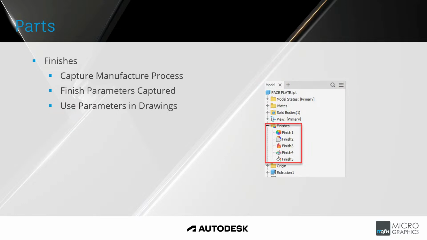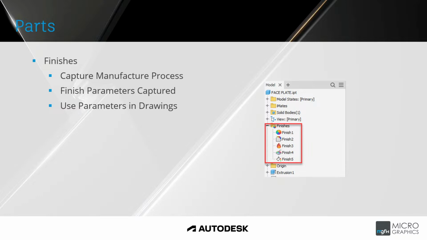Moving on, we have a new feature called finishes. This now allows you to add different finishes to a component. So over and above the ability to change the appearance of a component, finishes allows you to add multiple processes or multiple steps for a component. And so this is going towards capturing the design intent and the manufacturing process for a component.